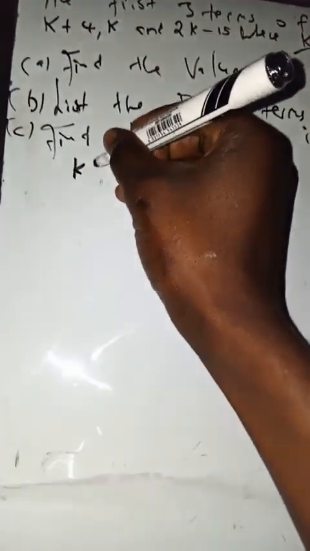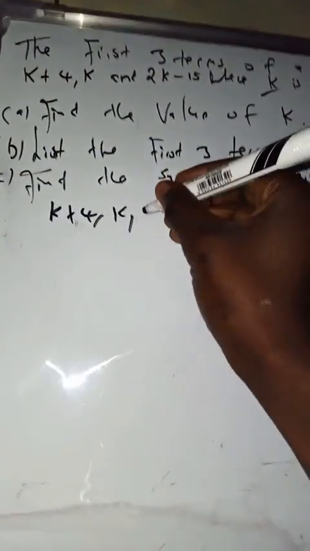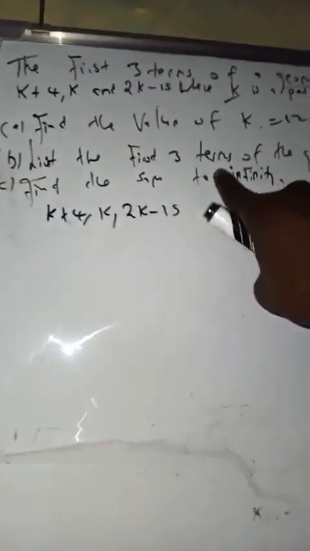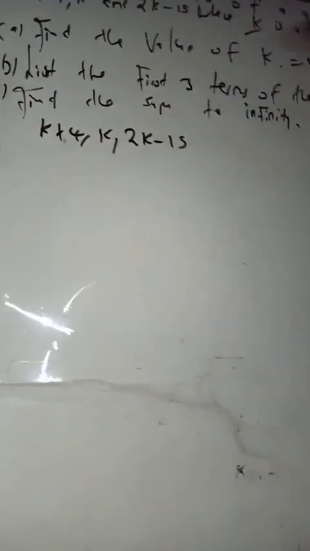these are the terms that we have, right? K plus 4. Then the second term is k. The third term is 2k negative 15. Now let's go to the second question. What is it saying? List the first 3 terms of the geometric progression, the GP. List the first 3 terms of this GP. So we actually have the 3 terms of 1, 2, 3. Remember, what separates the terms are the commas.